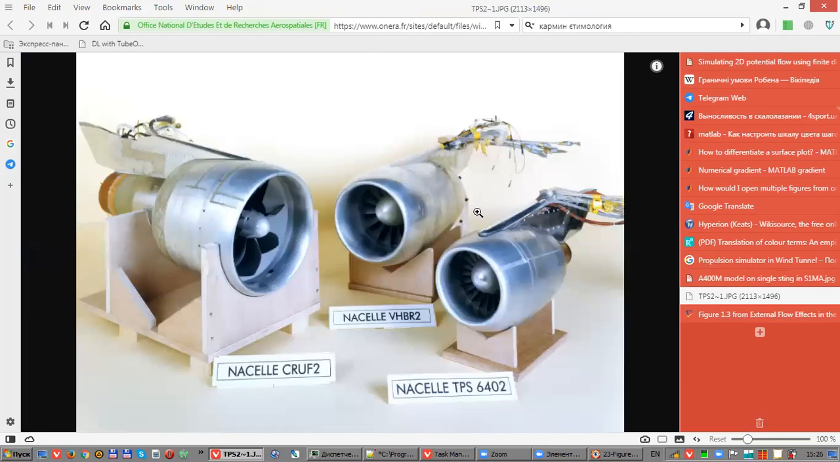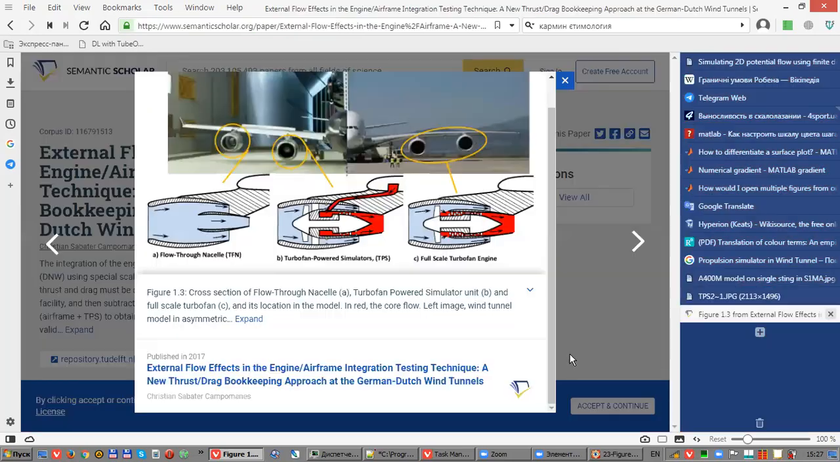In this picture, there is also a different type of propulsion simulator. There are turbofan and turbojet engines, also with very high RPM. And there are also different pictures. It is schematic. This one.